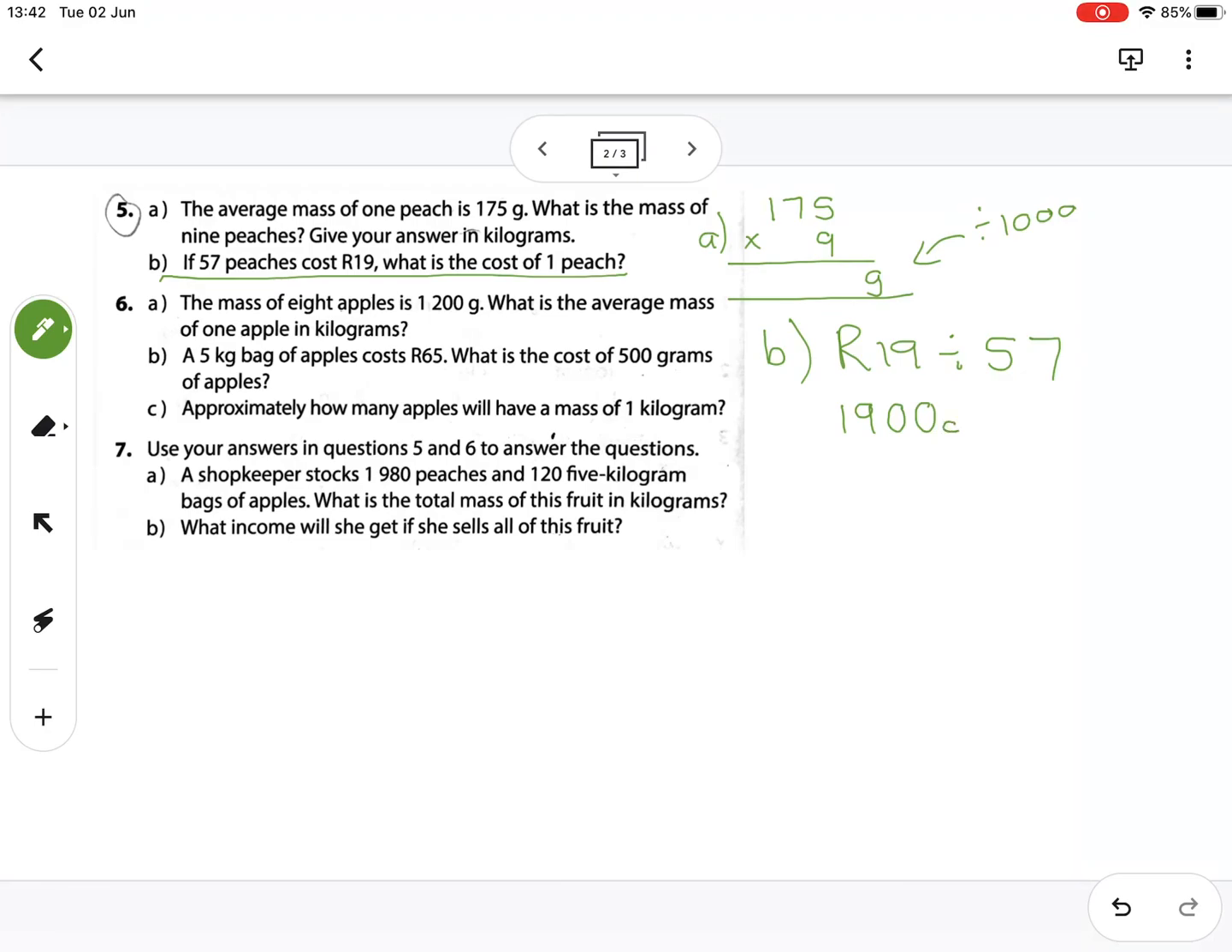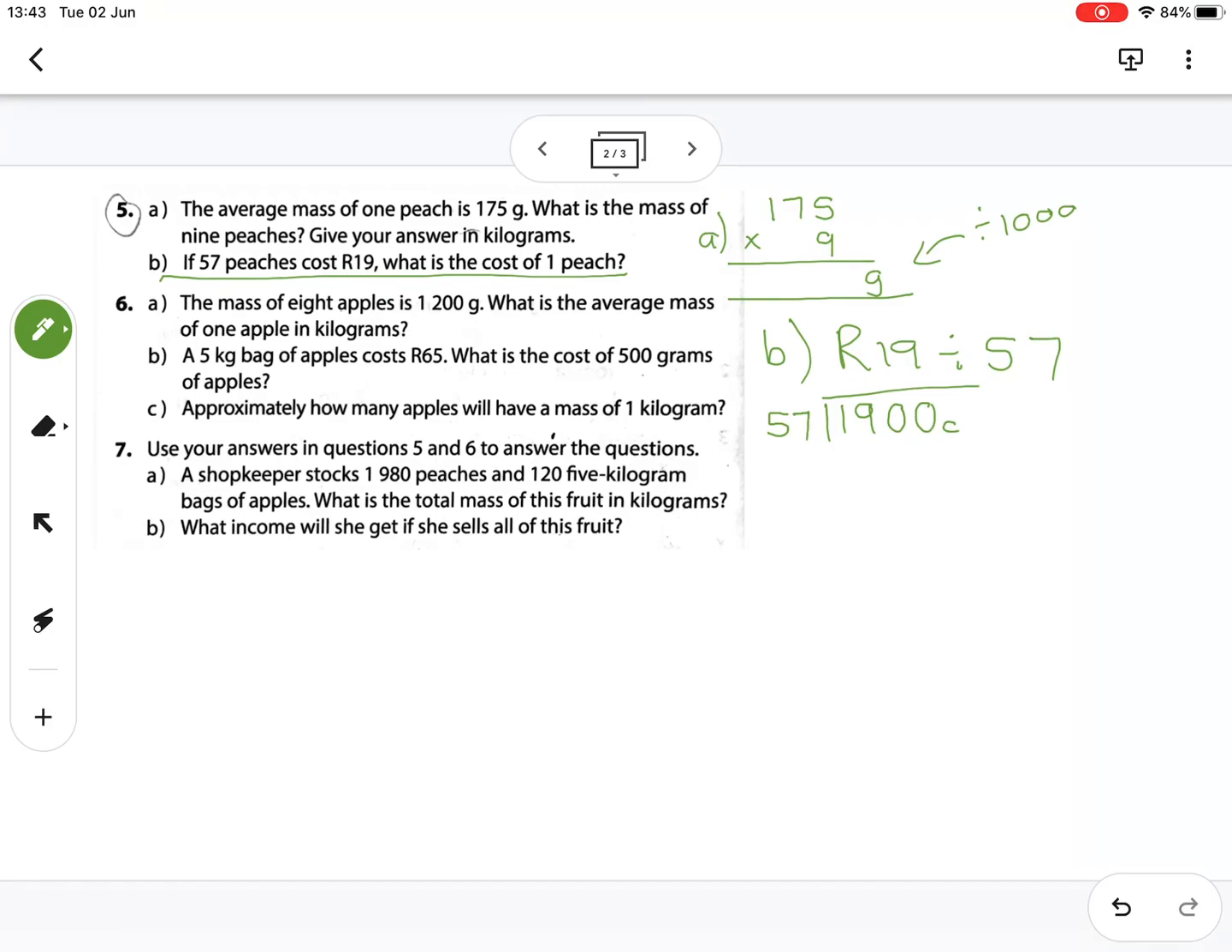Right? Now go do a long division sum where you check what 57 goes into 1,900 how many times. Okay, that's how you're going to then find the cost of one peach. Just remember, cents only goes up to 2 decimal places, so if you get a remainder, you may just write your remainder as an answer.